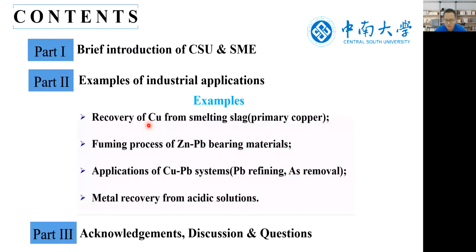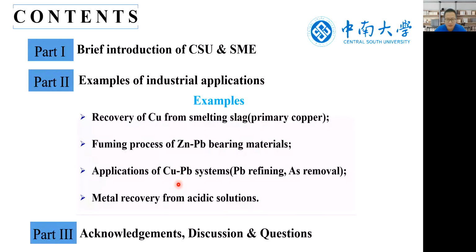The second example is going to be the fuming process of zinc and lead bearing materials. As Pekka mentioned in the first and second courses, recycling and circular economy or sustainability is something we should emphasize. And the fuming process is really good in treating some zinc and lead bearing materials.